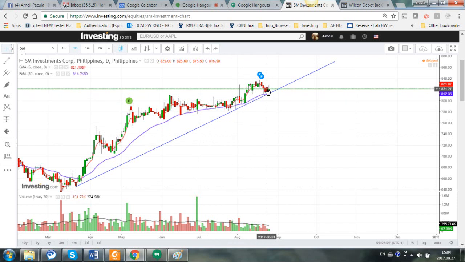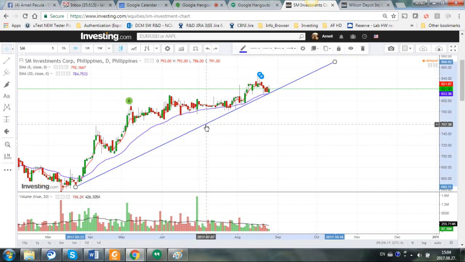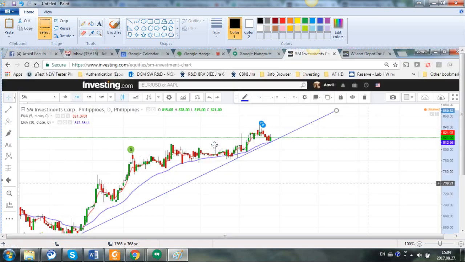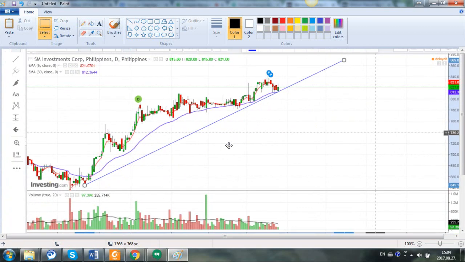So our sell signal will be using this trend line. You will say that as long as the price of the stock or the candlesticks are just above this trend line, I will not sell. Ito, no sell signal yet. Pero malapit na. Nandito yung current price. Pero hindi pa rin nag-cross, di ba? So, why sell? So, in that case, just hold the stock. Don't sell.